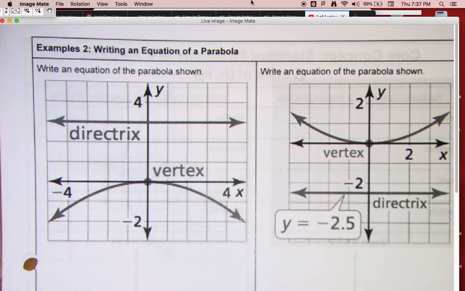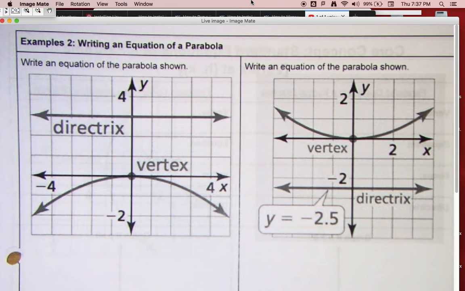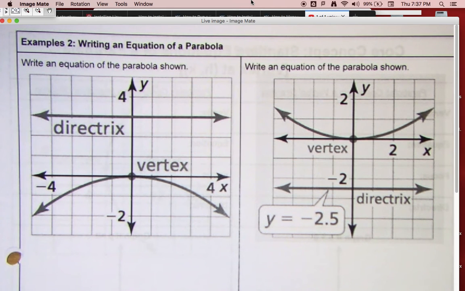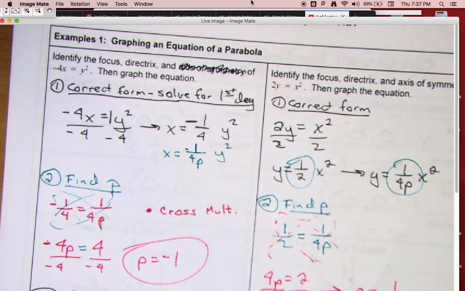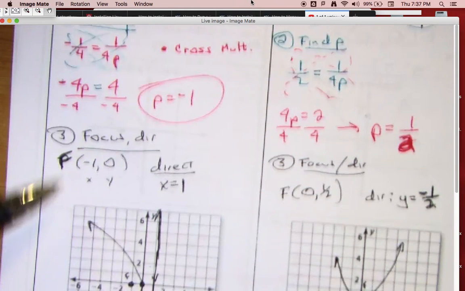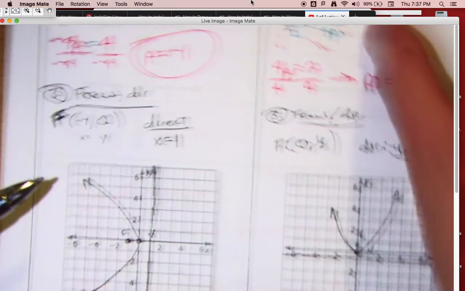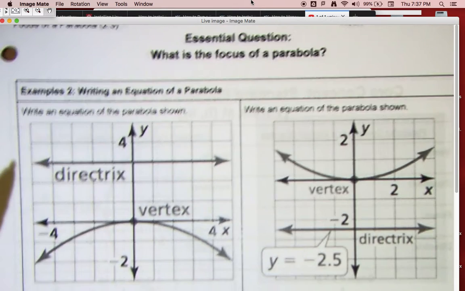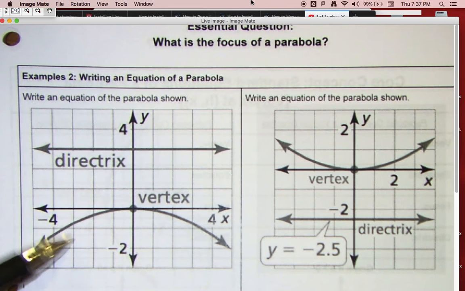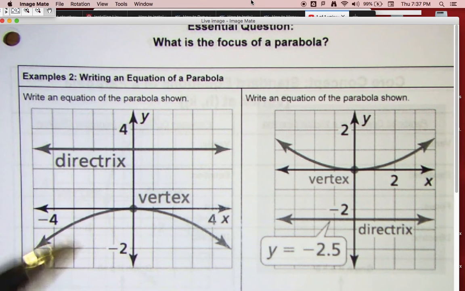I just want to go over these two example problems for you on how to write an equation of a parabola. So kind of the reverse of what we did yesterday. If you remember yesterday, we were given the equation and then we had to find the focus and the directrix and make the graph. Today we're going to be given the graph and we're going to do the reverse of it. So let's look at this first problem here, and I'll walk you through it, and then we'll go over the second one a little bit quicker.